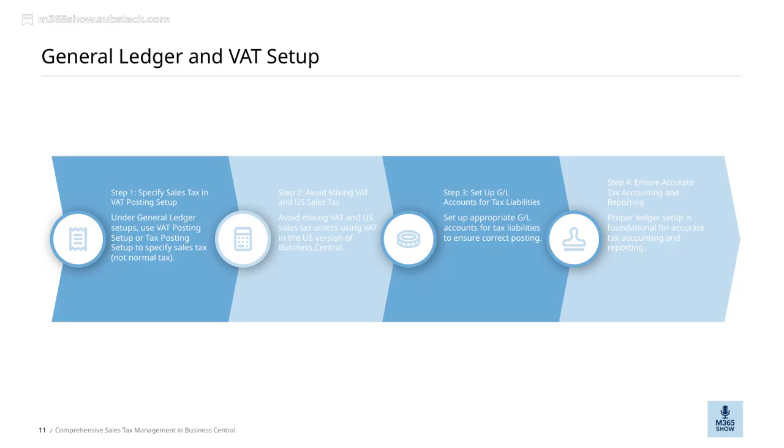Now, let's discuss the importance of proper ledger setup for accurate tax accounting and reporting. First, it's essential to specify sales tax correctly in the VAT posting setup. This step ensures that the system knows how to handle sales tax transactions properly.